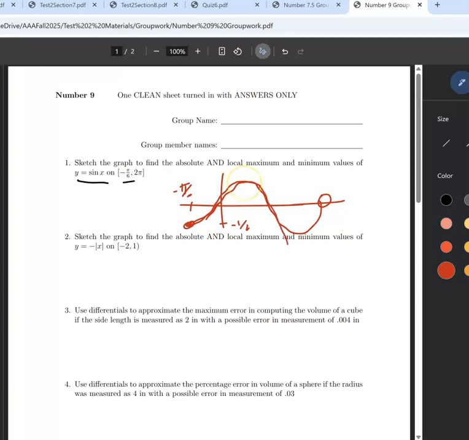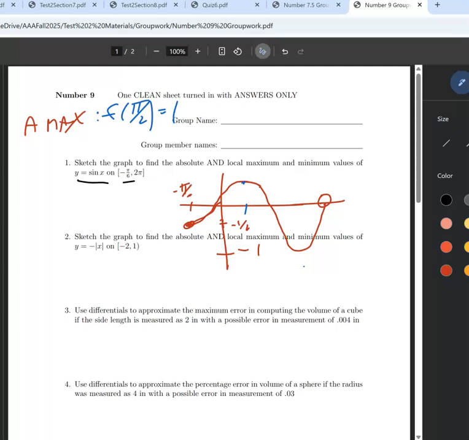And then this y value goes down to negative 1, right? Okay, so I want to find out where the absolute max and min are. So absolute max would be the very, very highest y value, and I want to know the x that it occurs at, and so that would be here. F of pi over 2, that's 1. That's the only one.